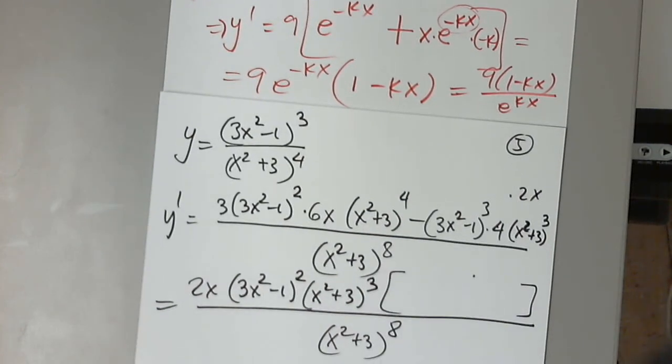Okay, let's take it easy and see what is left in brackets. So from 18x, I took out 2x. So I still have a 9 in there.